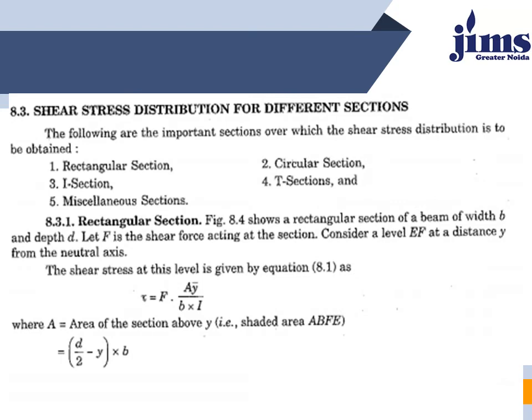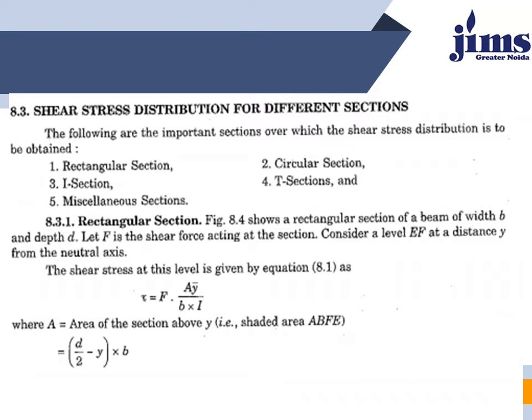So next is the shear stress distribution for different sections. The following are the important sections over which the shear stress distribution is to be obtained: number 1, rectangular section, circular section, I section, T section, and miscellaneous sections. In the case of a rectangular section, the previous figure 8.1 shows a rectangular section of a beam with width B and depth D. Let F be the shear force acting on the section. Consider level EF at a distance y from the neutral axis.